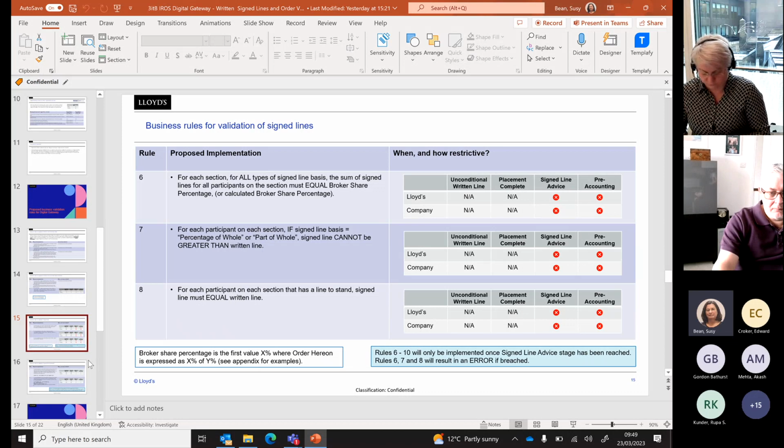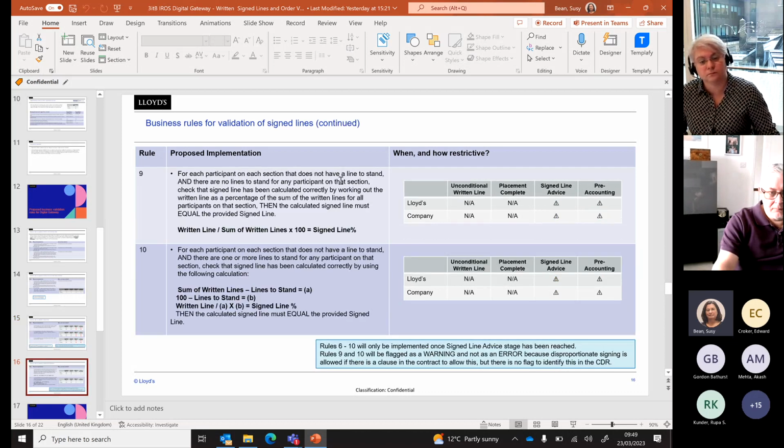Okay, so we've already done them. So for all the other participants on the section that don't have a line to stand, if there are no lines to stand on that section, then it's one calculation. And then rule 10 is if there is any one or more lines to stand on that section, then it's a slightly different calculation.